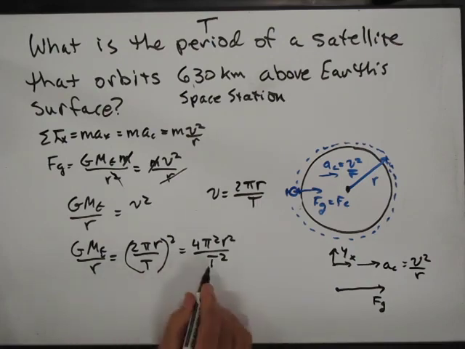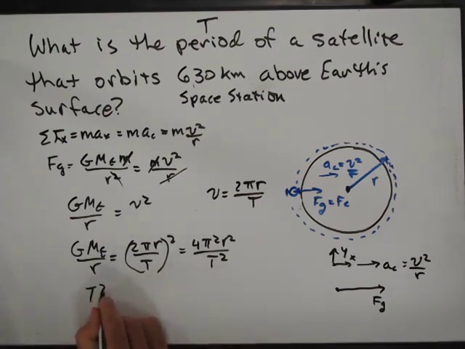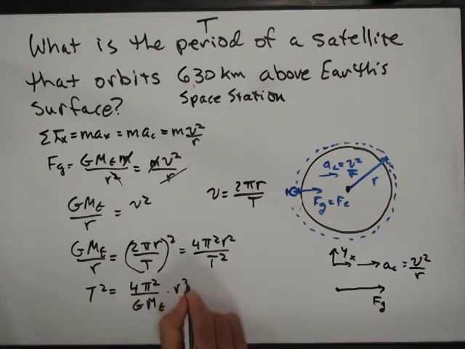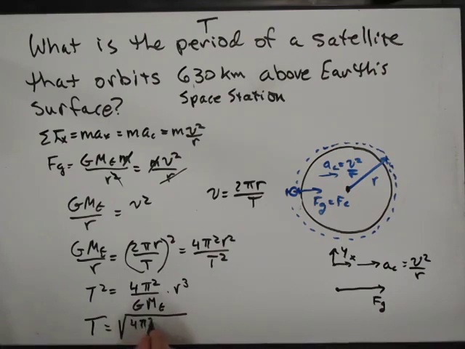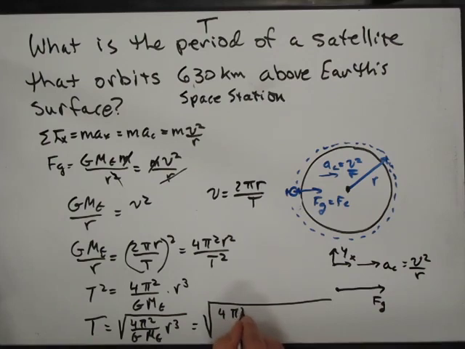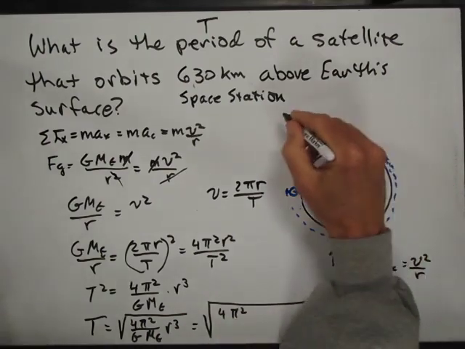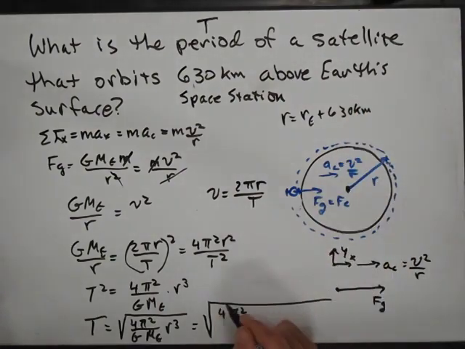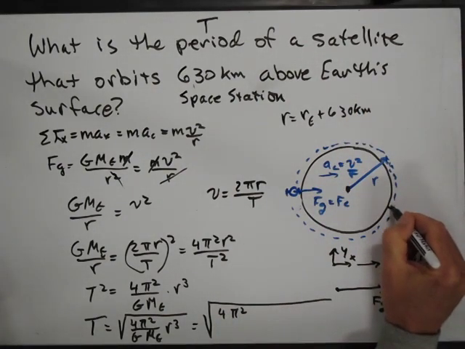And so you look at these two and you cross multiply and divide, and you get the period squared is equal to 4 pi squared over G times the mass of the Earth times r cubed, or the period is equal to the square root of that mess, 4 pi squared over G times the mass of the Earth, r cubed. Right? And so if we want to write all that out, 4 pi squared. So what is this r, right? Well, r is just the radius of the Earth plus 630 kilometers. That 630 kilometers is this distance.